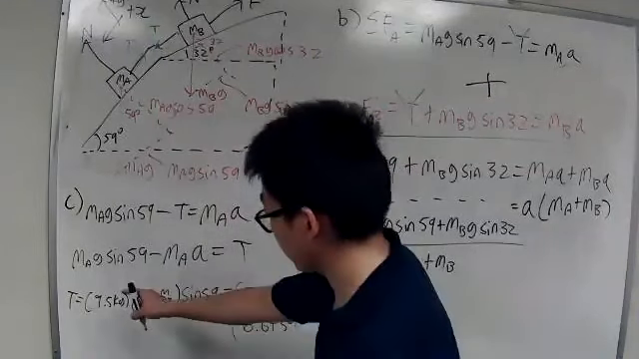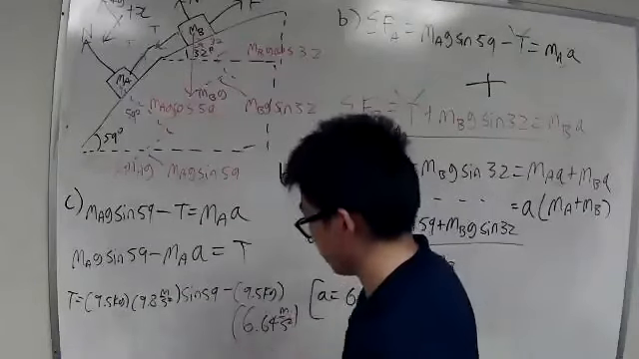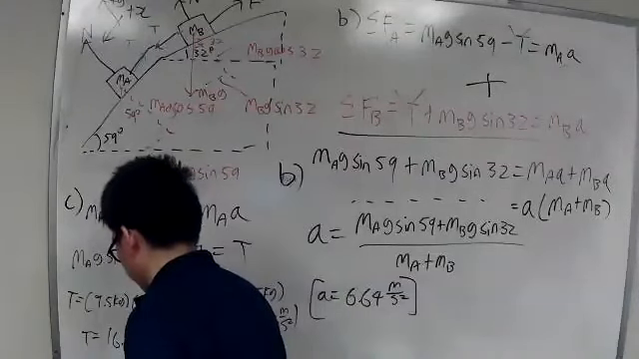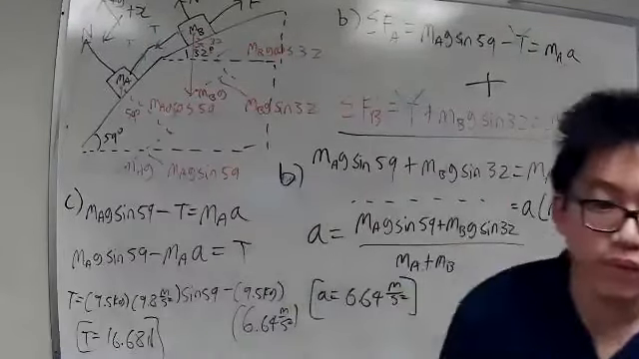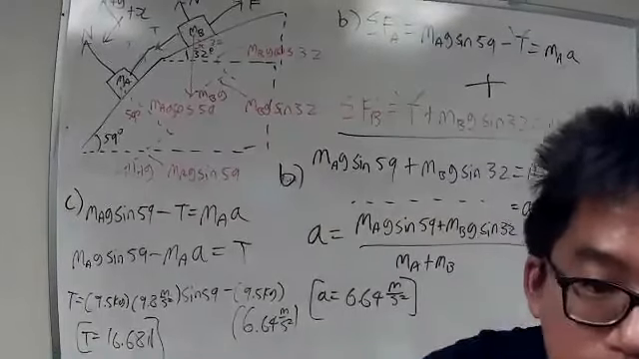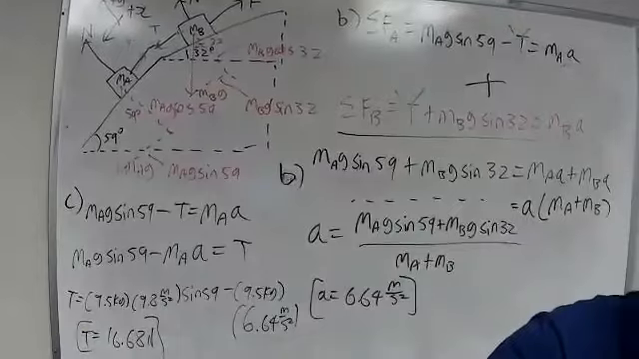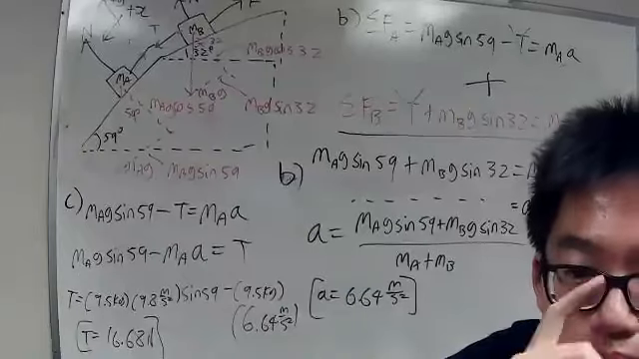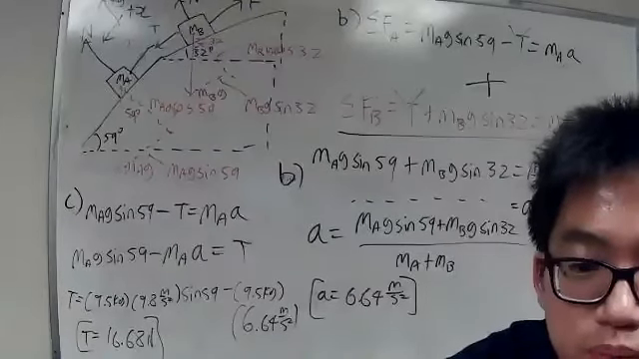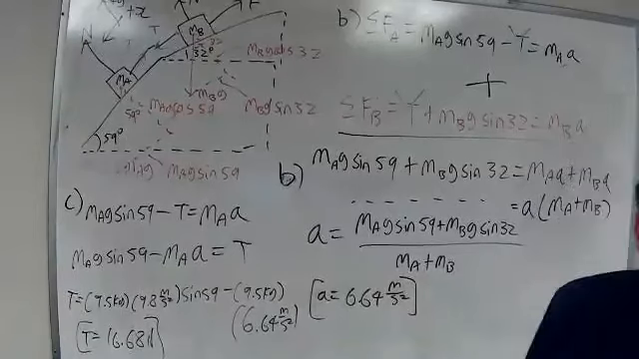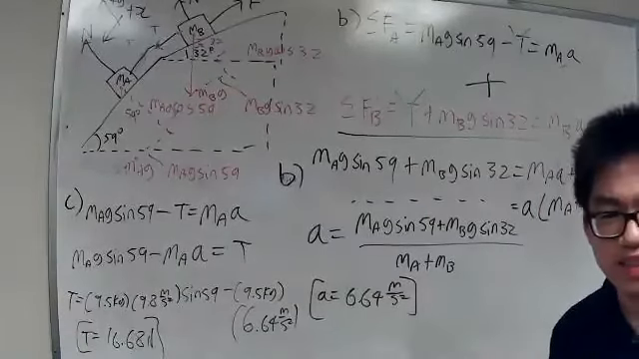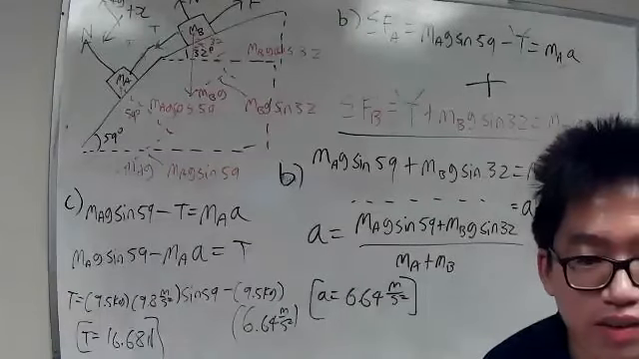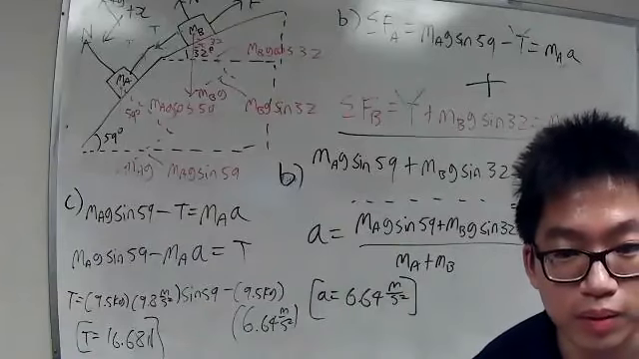Just plug in all the stuff: the masses, the G, acceleration. You'll get 16.68 newtons, 16.7 around there. See what people think about that. Do most people have their questions answered? If you have a question, you can just ask it again right now. I hope that was helpful.